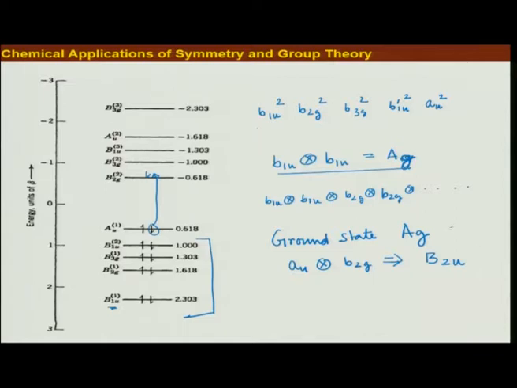So this is my ground state, and this is my first excited state.